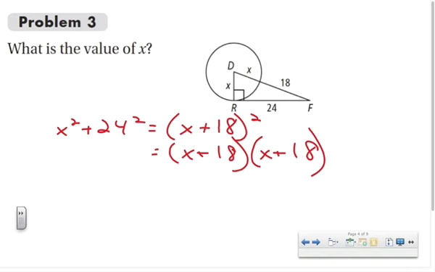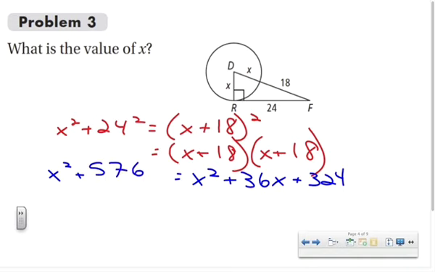First times first gives me x squared. Outer is x times 18, that gives me 18x. Inner gives me another 18x. So when I combine those like terms, I get 36x. And then 18 times 18 does give me the 324 that you previously anticipated. And then I just simplify the left-hand side, and I have x squared plus 576.